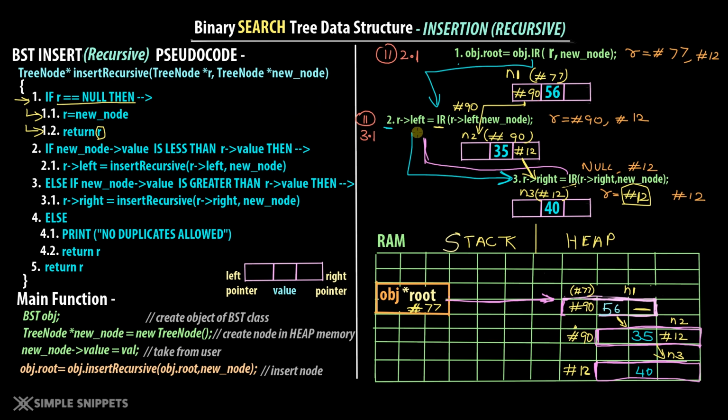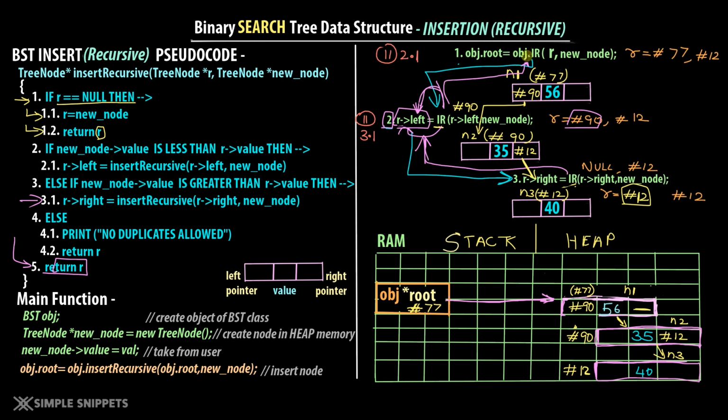Once we come back, the second recursive call, which was paused at 3.1, will resume. This is where it was paused. After 3.1 we have only one step, return R. For the second recursive call, what is the value of R? R is hash 90. So hash 90 will be returned back and stored as R of left of N1. For N1, what is R? Hash 77. So N1's left is hash 90. 90 will be copied over here again, so that linking is maintained. And then you'll again come back.